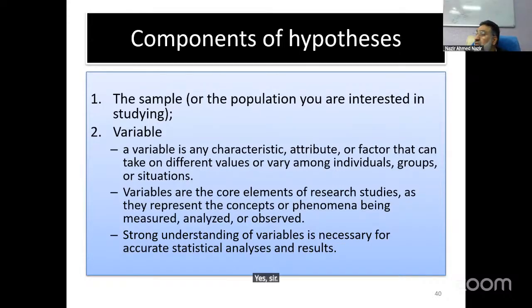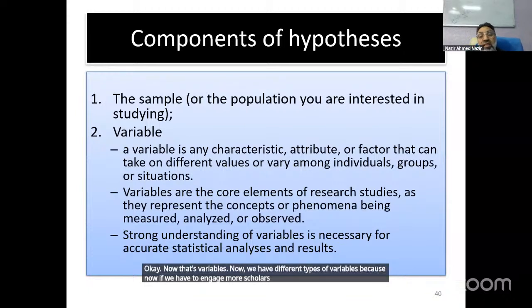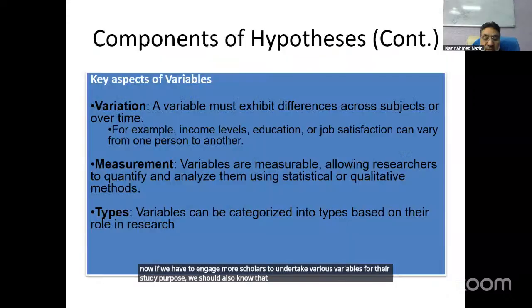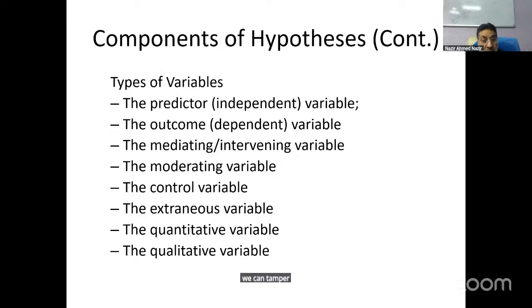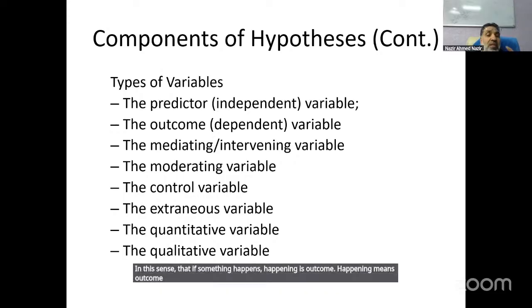Now that's variables. Now we have different types of variables, because if we have to encourage more scholars to undertake various variables for their study purpose, we should also know which kinds of variables we have. For example, we have independent variables and dependent variables. Normally, the independent variables are the variables which can be maneuvered. We can tamper with them because these are actually the variables of interest, in the sense that if something happens, what happens is the outcome. Happening means outcome, or a dependent variable.